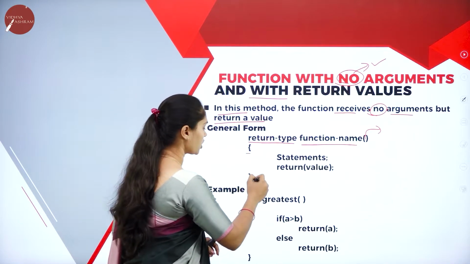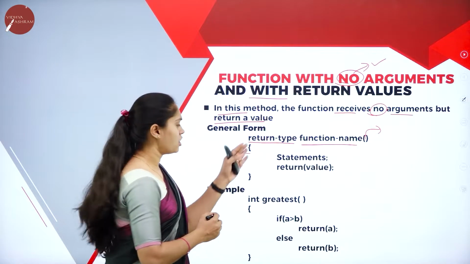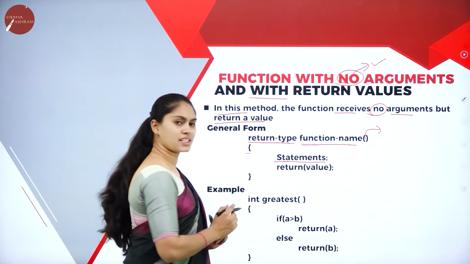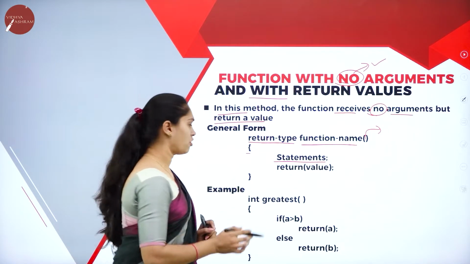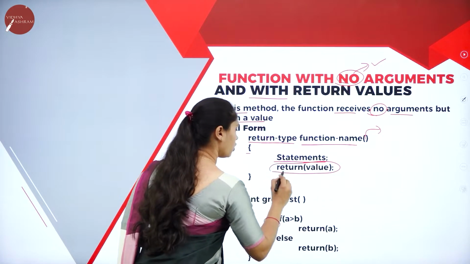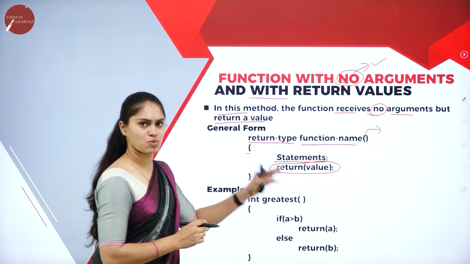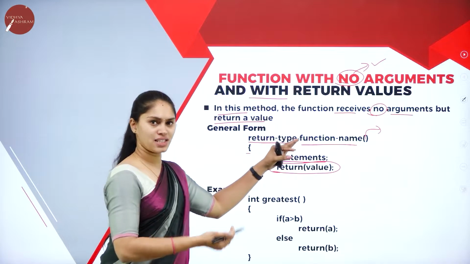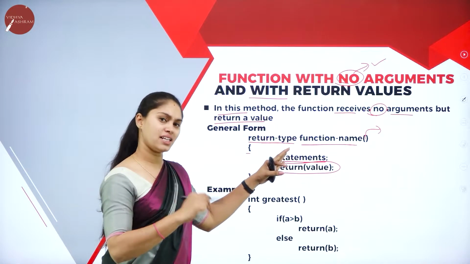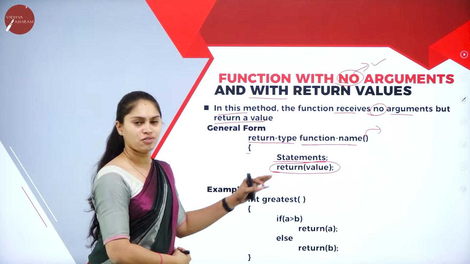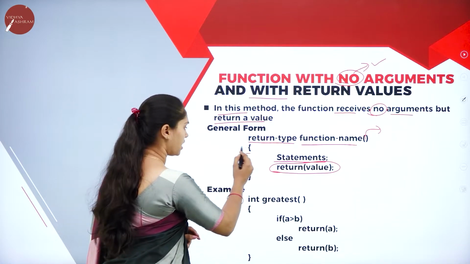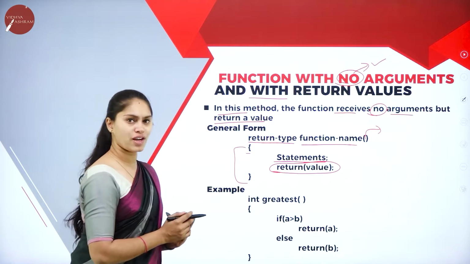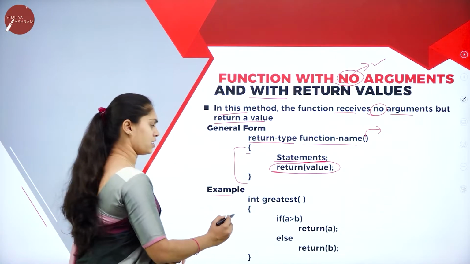And we have opening and closing curly braces. Within that, I have several executable statements, and we find that we have a return value. That is, it wants to return some value. It is not taking any arguments, but it is returning some value back to the function. Then this ends the scope of this function. We'll see the example here.